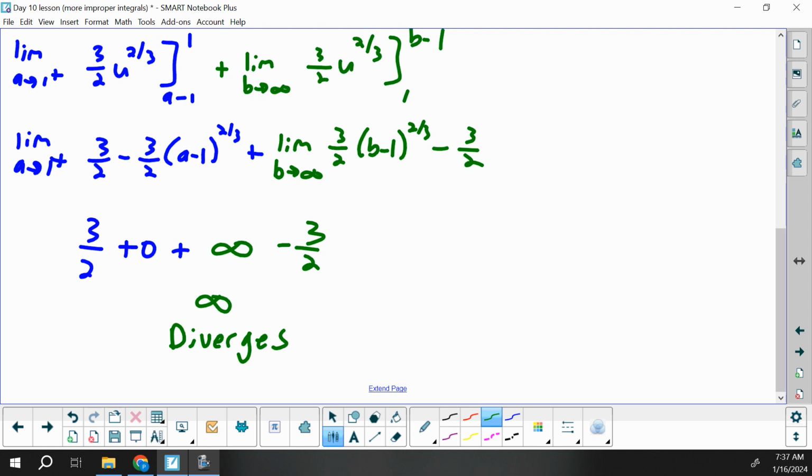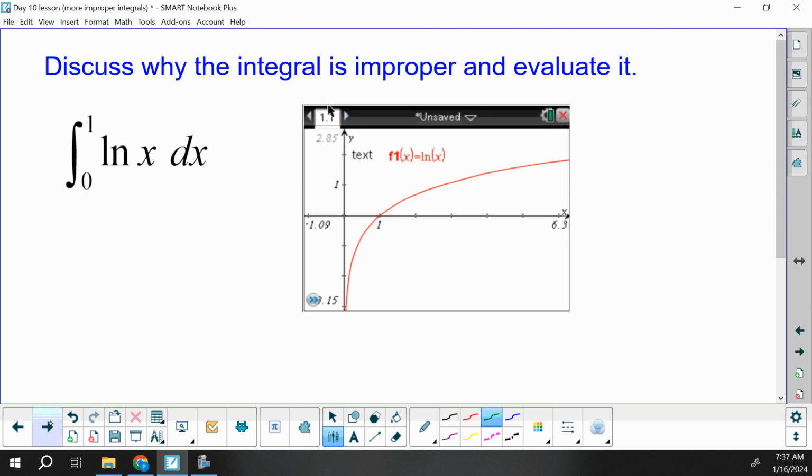All right, 2 more we're going to look at. So we've got natural log of x, we're going 0 to 1. So the problem here is the 0. So we're going to write this as limit as a approaches 0 from the right, integral from a to 1 natural log of x dx.